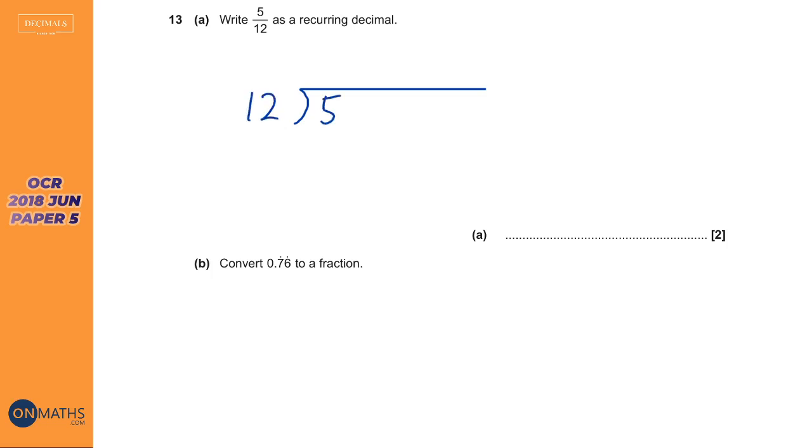So to do bus stop method, we put the 12 on the outside, so this one always goes on the outside, and then the 5 on the inside. Now we know that 12 doesn't go into 5, so what we need to do is just add some zeros here. Okay, because we're going to have some carries, some remainders, I suppose. 12 into 5 does not go, so 0. Okay, and we carry that 5. So 12s into 50 go 4, with 2 remainders. 12s into 20 go 1 with 8 remainders. Now 12s into 80, 12 times 6 is 72, so 6, but there's 8 remainders.